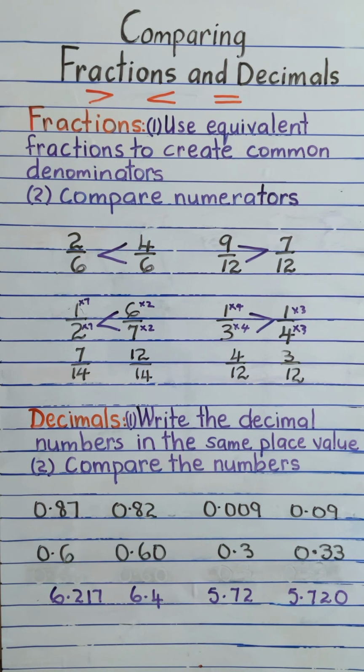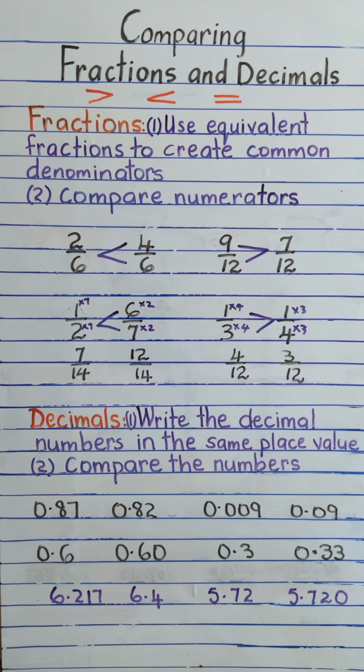And now let's move on to decimals. So when we are comparing decimals, we write the decimal numbers in the same place value. That means we must have the same number of digits after the point. And then we can compare the numbers.